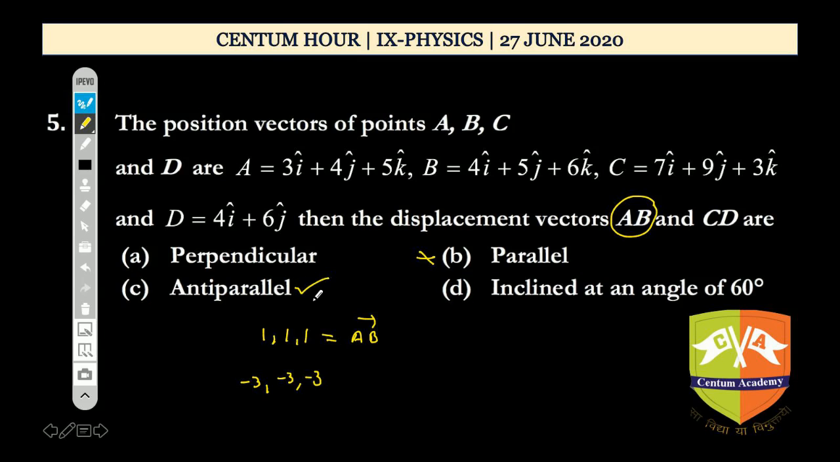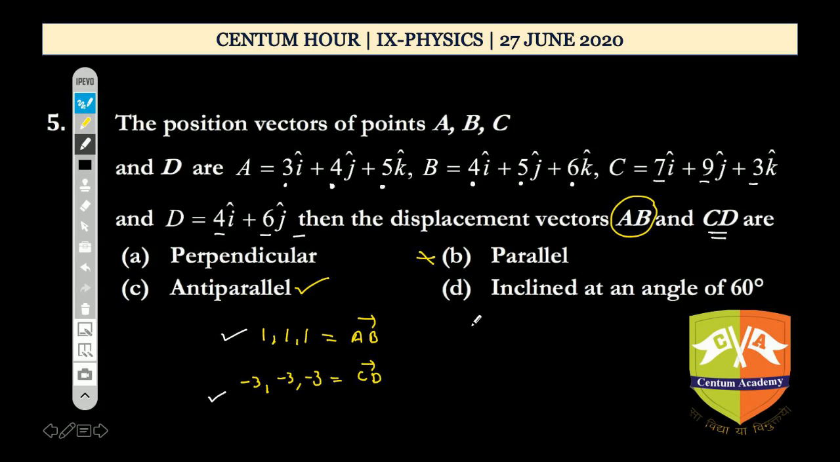Got it? I didn't get your last statement. Why did you say they're proportional? Could you just tell again how you calculated the displacement? Yes, beta. Going from A to B, final minus initial, final minus initial, final minus initial. Got it? Similarly, going from C to D. I gave you a hint, don't mess up while calculating the displacement. Final is D, so final minus initial: minus 3, minus 3, minus 3.